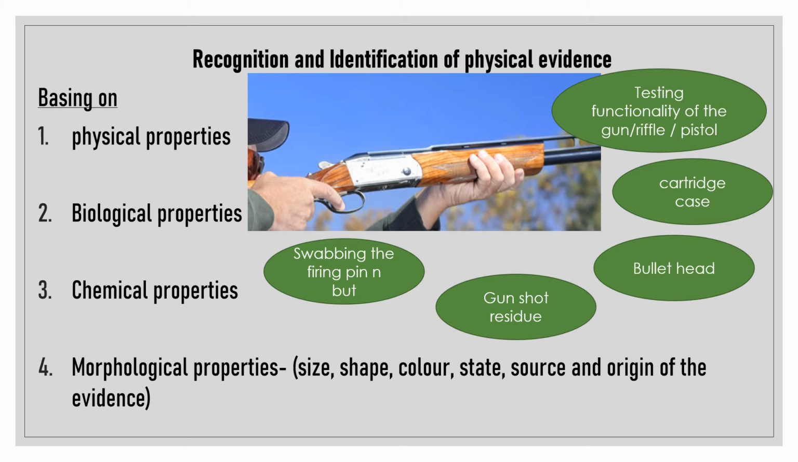So you find that physical property is one which can be observed without changing the symbol. The biological property we consider might have come from a living thing, as well as the chemical properties. Chemical structure can only be observed by a chemical change. And the morphological properties we consider the size, shape, color, state, source, and origin of the evidence.